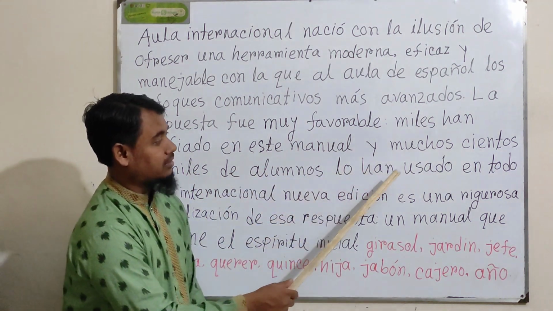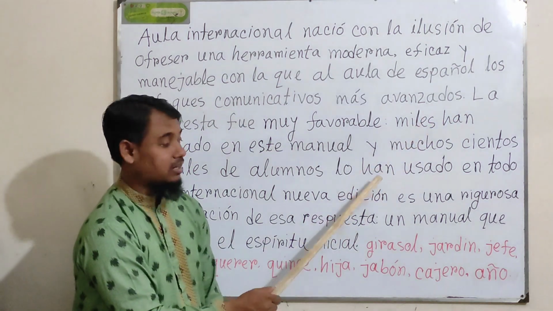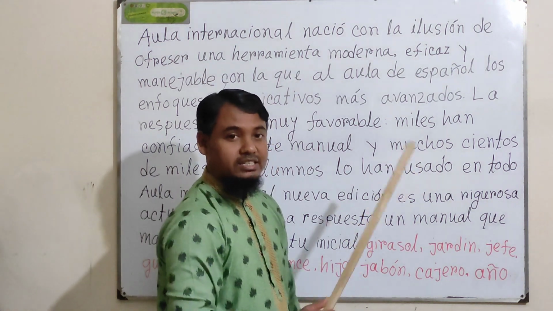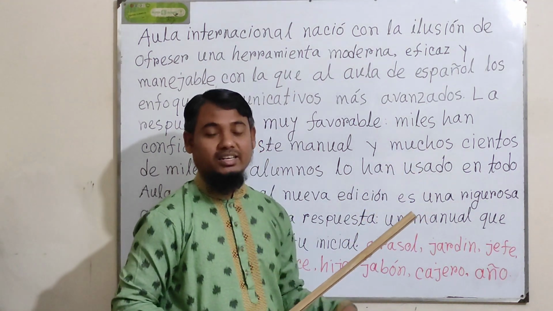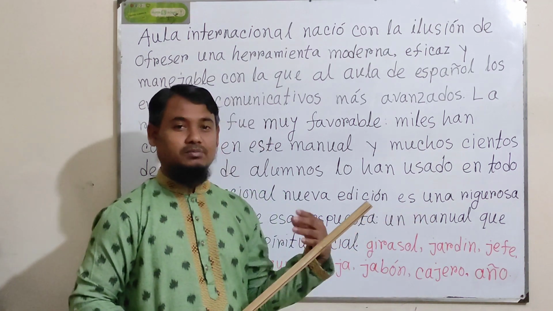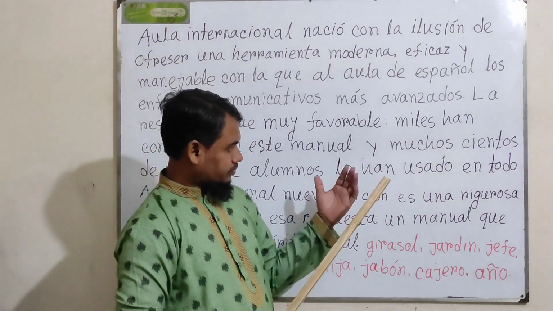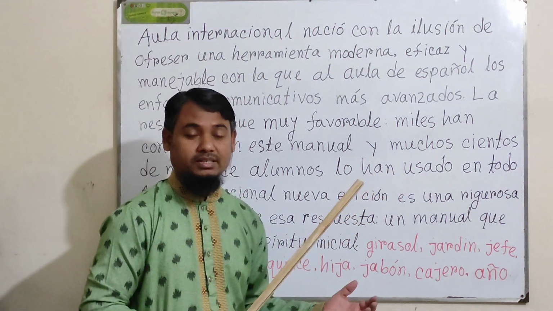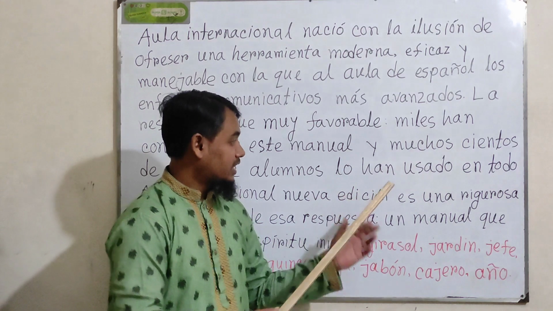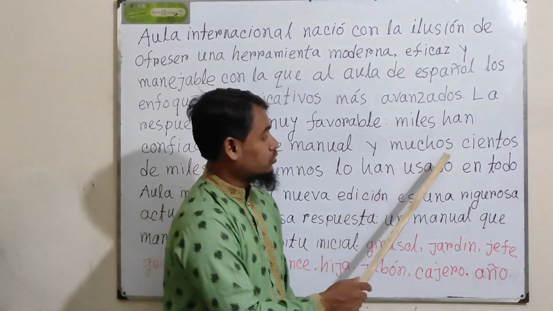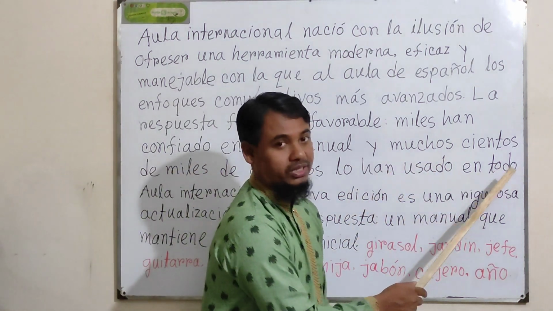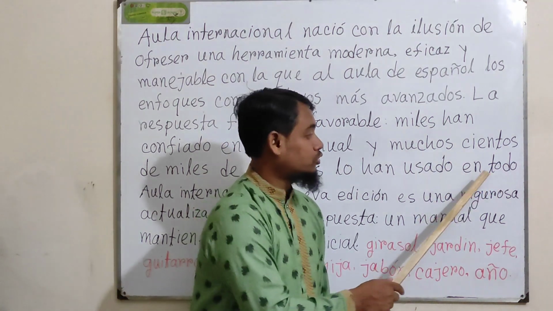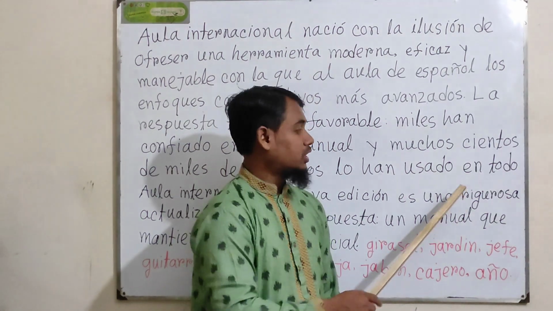Lo an, again an, not han, an. Usado, it is u. In Spanish, it is always u, never a. In English, sometimes it may be u or a. For example, put, but, sometimes u, sometimes a. In Spanish, it is always u. Usado en todo, en todo. It is te, so it will be pronounced like to, todo, not todo, todo.